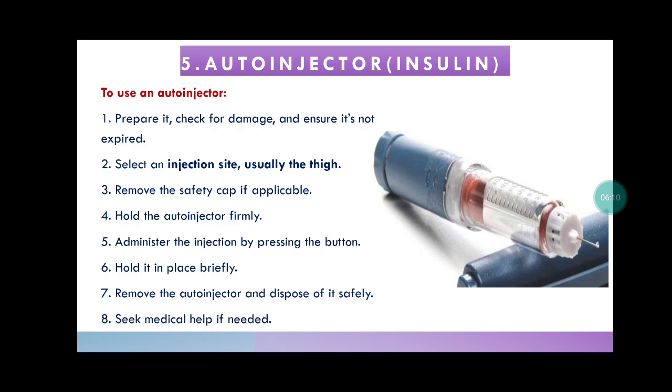Now, auto-injector like insulin. To use an auto-injector, first you have to prepare it, check for damage and ensure it's not expired. Select an injection site, usually the thigh. Remove the safety cap if applicable. Hold the auto-injector firmly. Administer the injection by pressing the button. Hold it in place briefly. Remove the auto-injector and dispose of it safely. Seek medical help if needed.